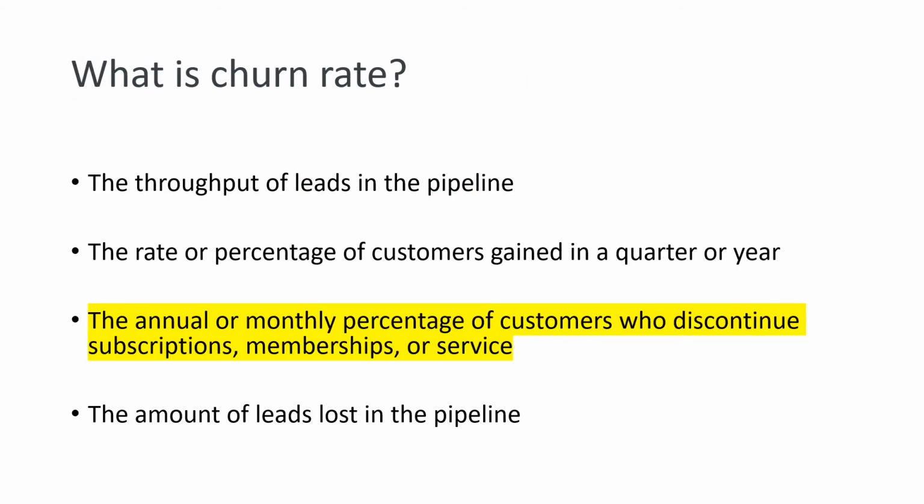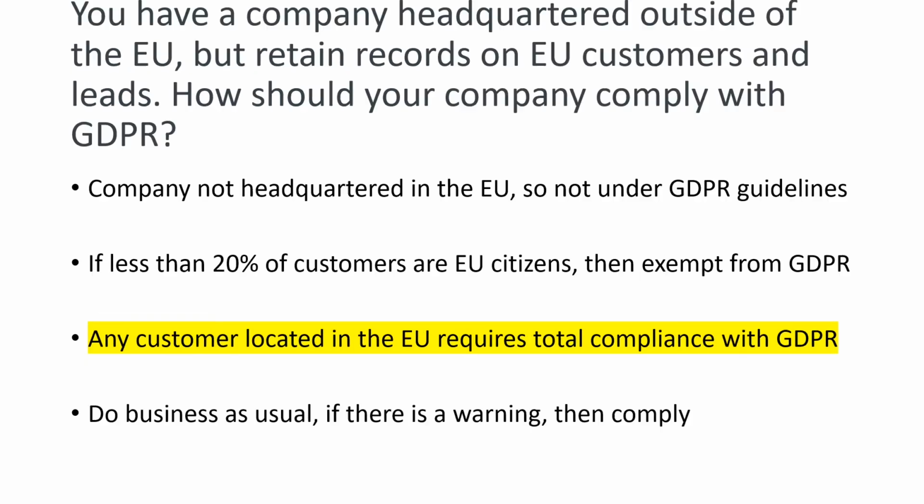246. What is churn rate? The annual or monthly percentage of customers who discontinue subscriptions, memberships, or service. 247. You have a company headquartered outside of the EU, but retain records on EU customers and leads. How should your company comply with GDPR? Any customer located in the EU requires total compliance with GDPR.